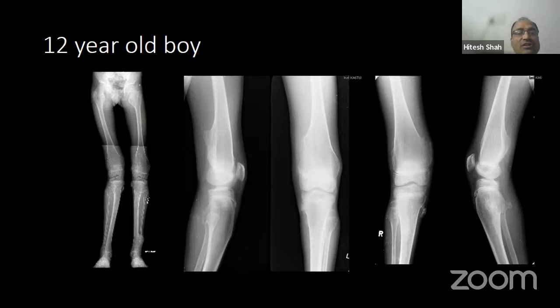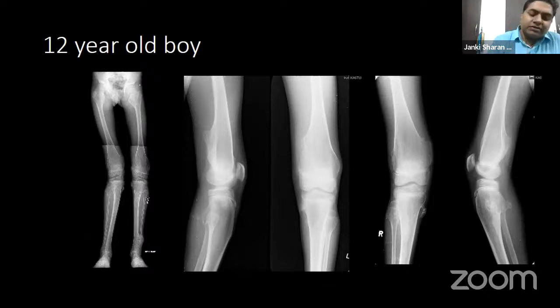So windswept deformity is not only pathognomonic of rickets; growth abnormalities will also have the windswept deformity. So this is a case of osteochondroma, diaphyseal aclasis, multiple hereditary exostosis with windswept deformity, in a 12-year-old boy. What will you do?